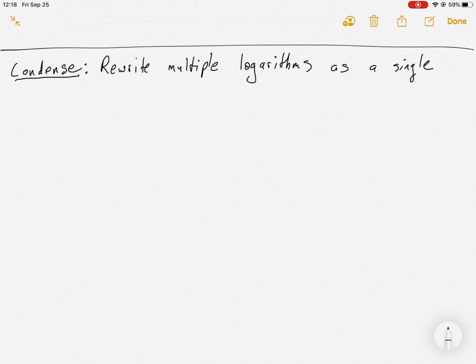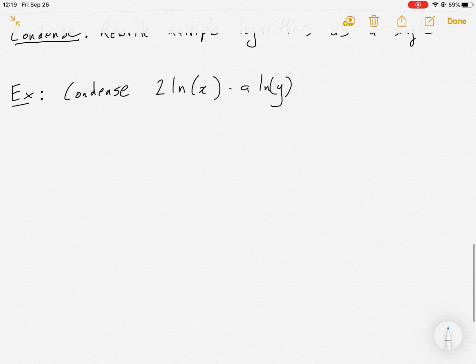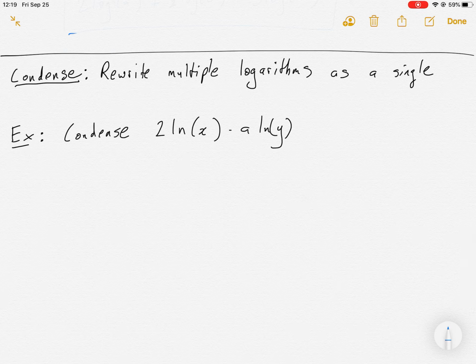So when you see these words in an example, for example, if I say condense 2 times the natural log of x minus a times the natural log of y, you should understand that there's two logarithms here. You need to rewrite them as a single one, which is exactly what we'll do. So this is in reverse order. We're first going to deal with the exponents out front. So I'm going to rewrite this as natural log of x squared minus the natural log of y to the power of a, whatever a might be.